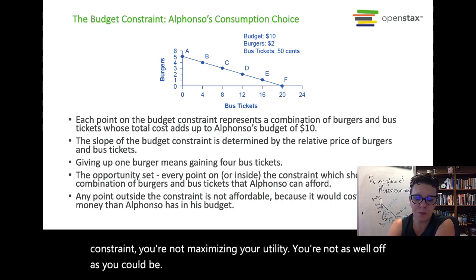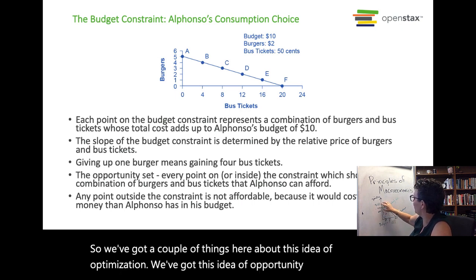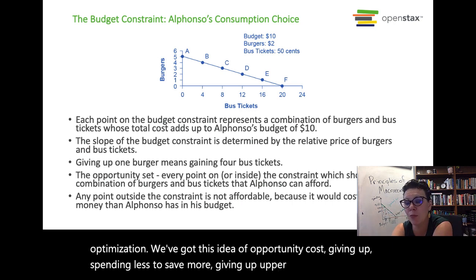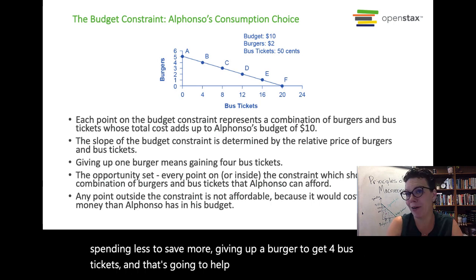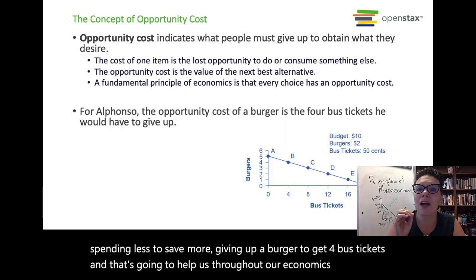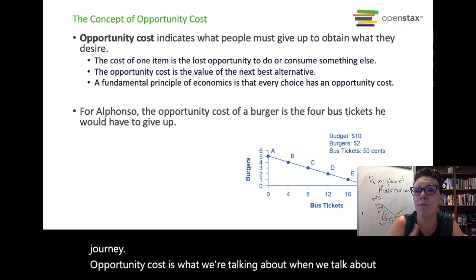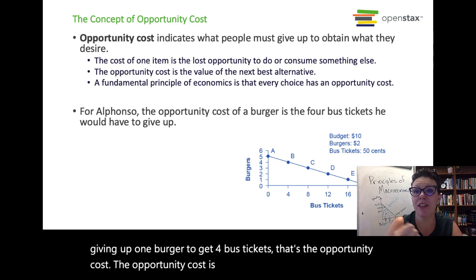So far, so good? So we've got a couple of things here. We've got this idea of optimization. We've got this idea of opportunity cost, giving up, spending less to save more, giving up a burger to get 4 bus tickets. And that's going to help us throughout our economics journey. Opportunity cost is what we're talking about. When we talk about giving up 1 burger to get 4 bus tickets, that's the opportunity cost. The opportunity cost is the value of the next best thing. It's the thing you could have done.